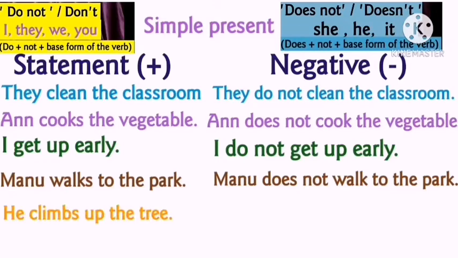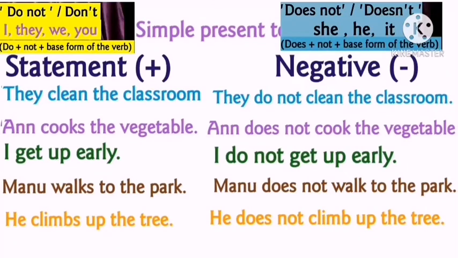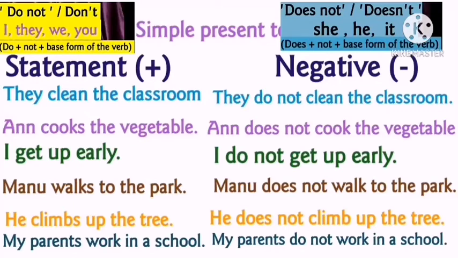See the next one. He climbs up the tree. Here he is the subject. It is singular, so we use does not and the base form of the verb climb. He does not climb up the tree. See the last one. My parents work in a school. Here parents is a plural subject, so we'll use do not. My parents do not work in a school.